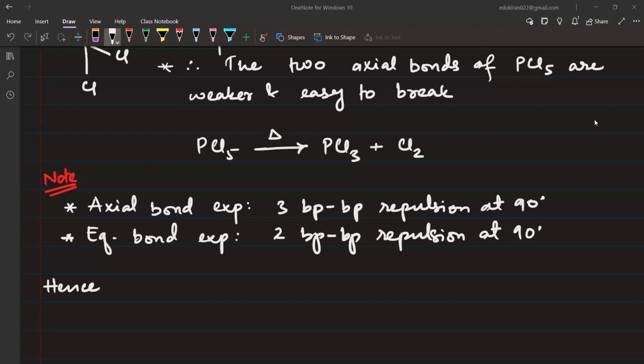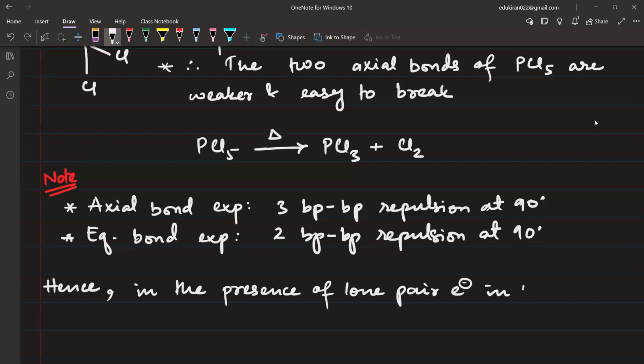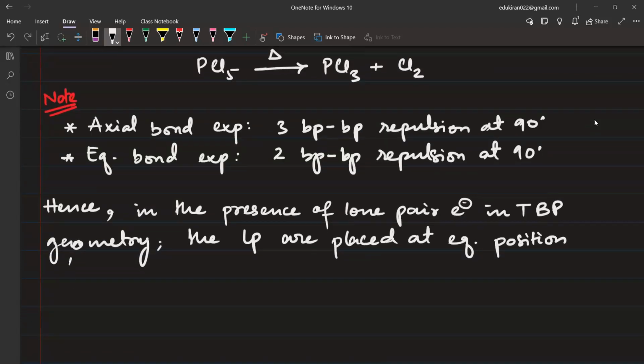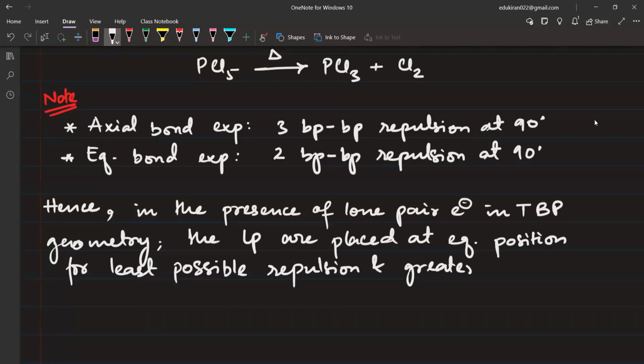Okay. You will write hence, in the presence of lone pair electron in trigonal bipyramidal geometry the lone pair are placed at equatorial position for least possible repulsion and greater stability. All of you understood this? Yes or no? Please tell me. Yes, sir. Yes, okay.